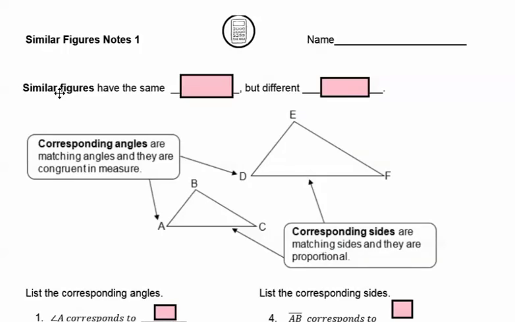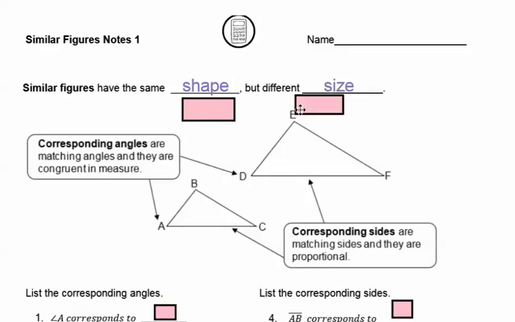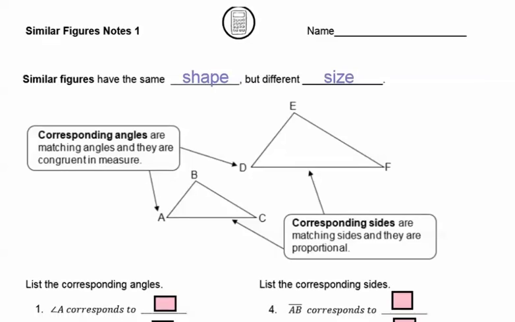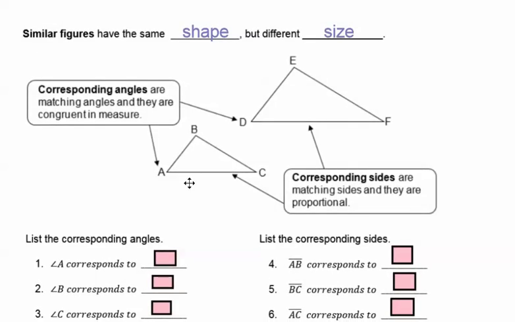So we just discussed that similar figures have the same shape, but they're going to be a different size. Okay? So if we look at these two triangles, we have triangle ABC and DEF. They are similar. Now we have a few things that we need to know about similar triangles. Really, really important.